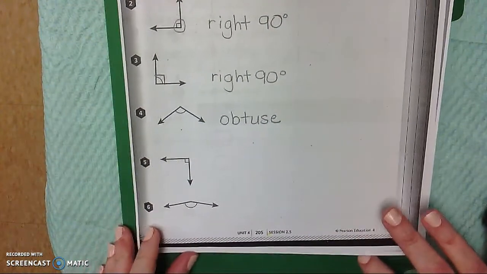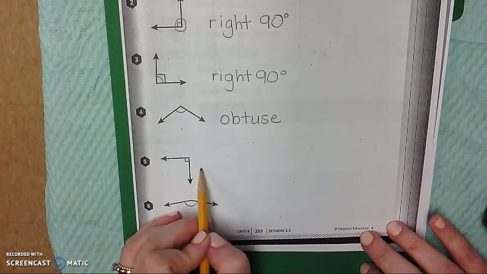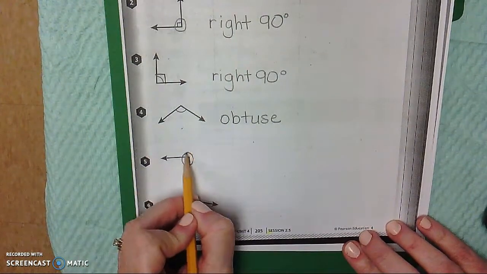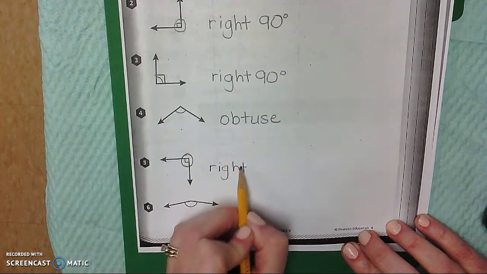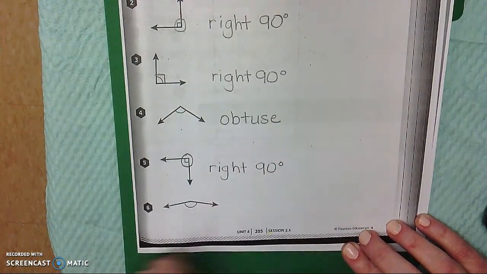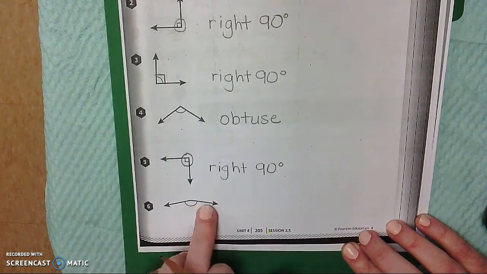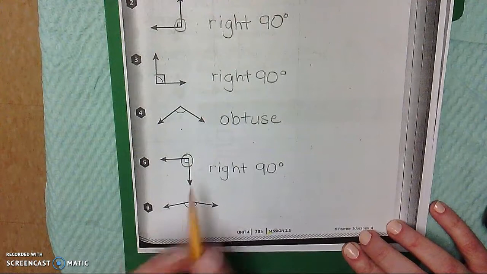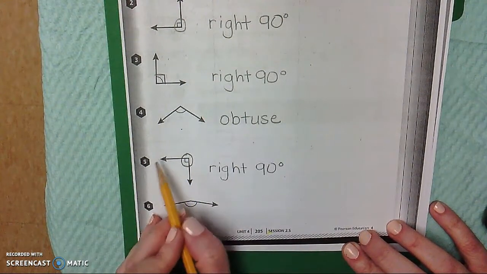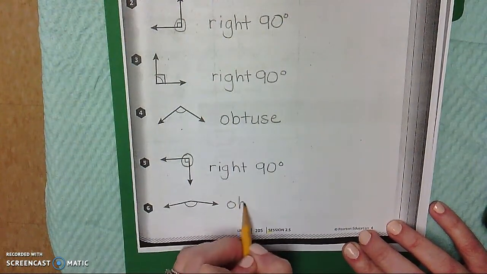All right, number five, I see that I have an upside down angle, but I see this square right here. So we know automatically that that is a right angle or a 90-degree angle. And then number six, I can see this angle almost looks like a line. We can see that it's bigger than this 90-degree angle. So we know that this is an obtuse angle.